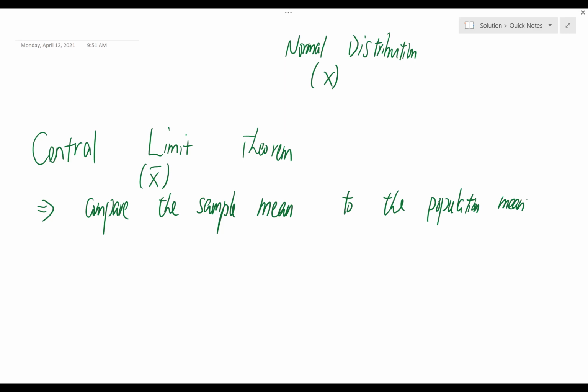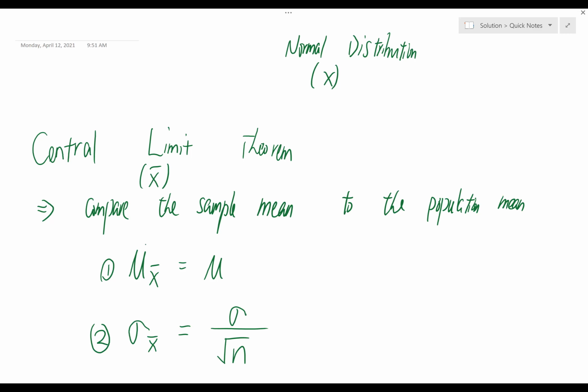And based on a lot of studies and a lot of experiments, people found this: the mean of all the sample means is the same thing as the population mean. This is the first finding. The second finding is the standard deviation of all the sample means is equal to the standard deviation of the population over the square root of the sample size. Okay.